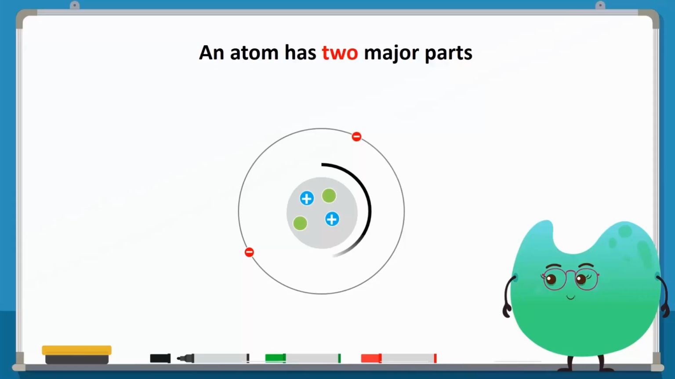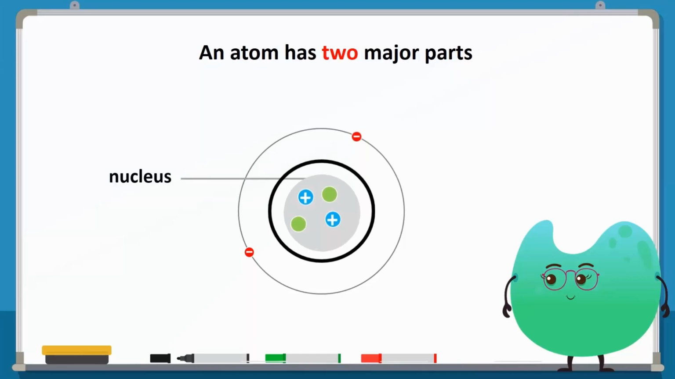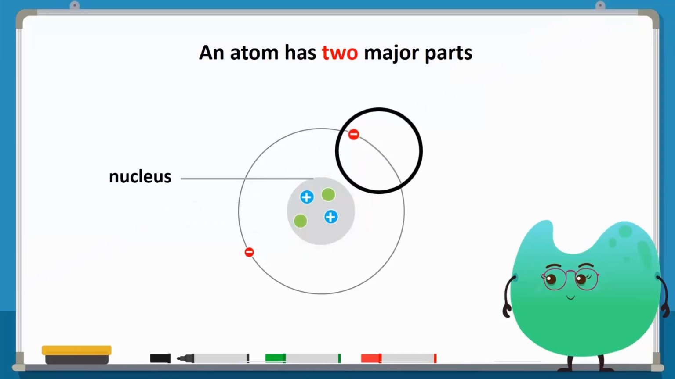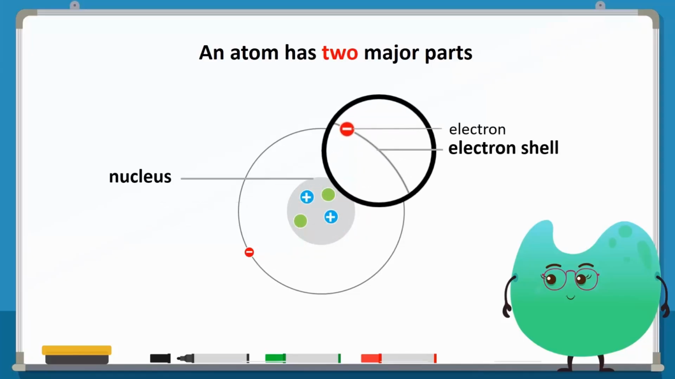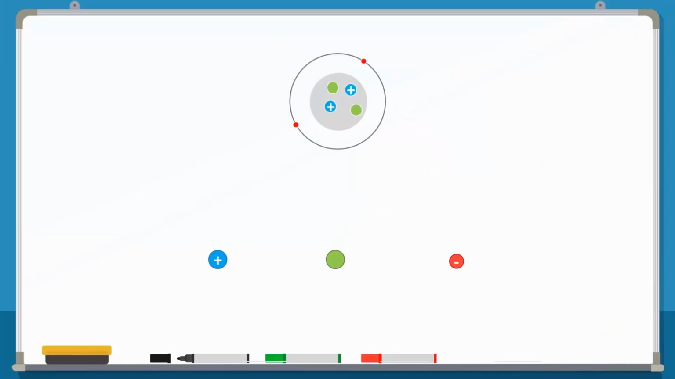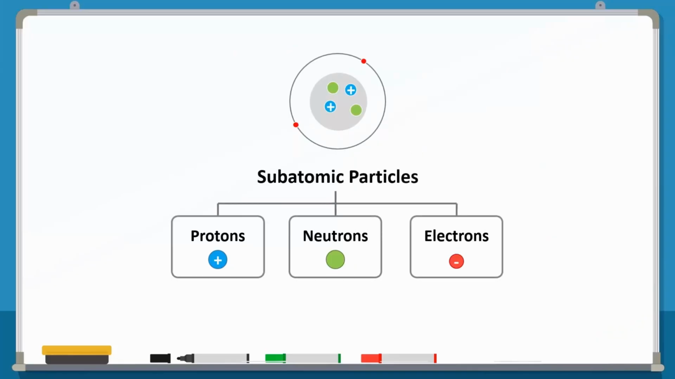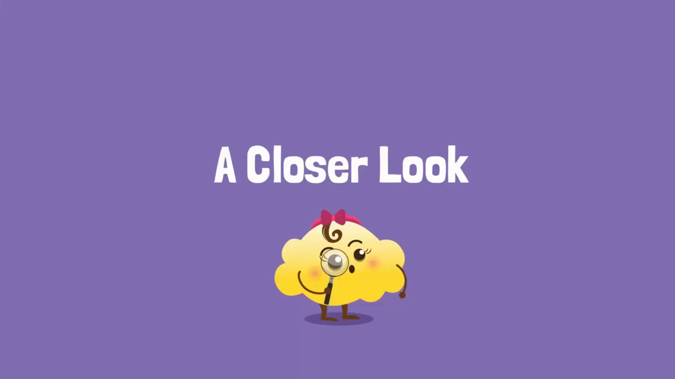An atom has two major parts. The first is the nucleus, which consists of particles known as protons and neutrons. The second part is the electron shells, which contain electrons. Protons, neutrons, and electrons are called subatomic particles. Let's get to know the particles that make up an atom.